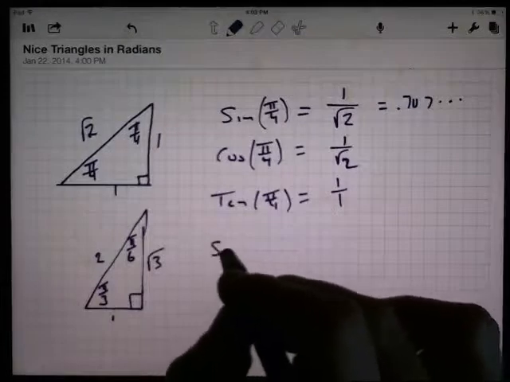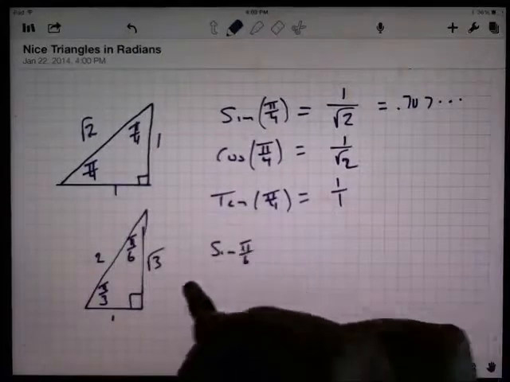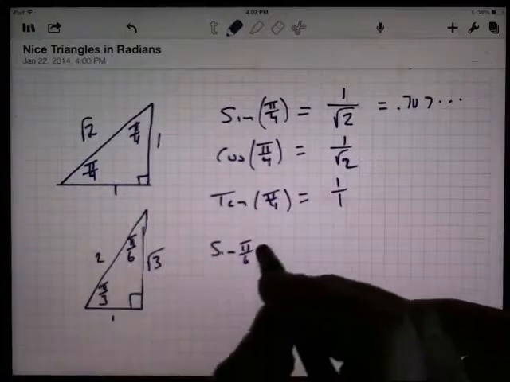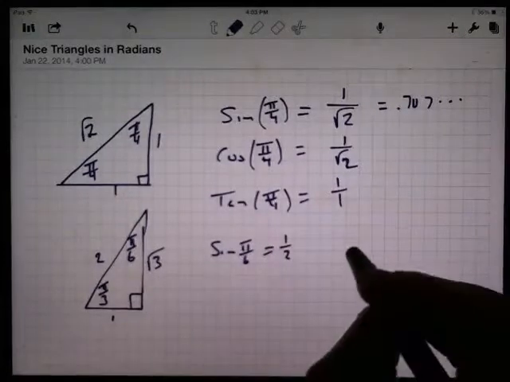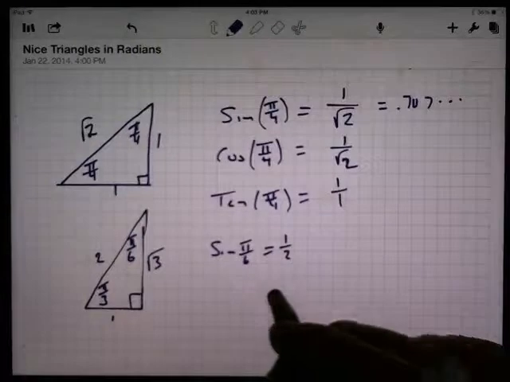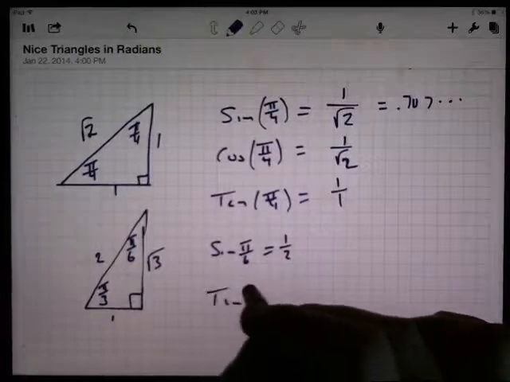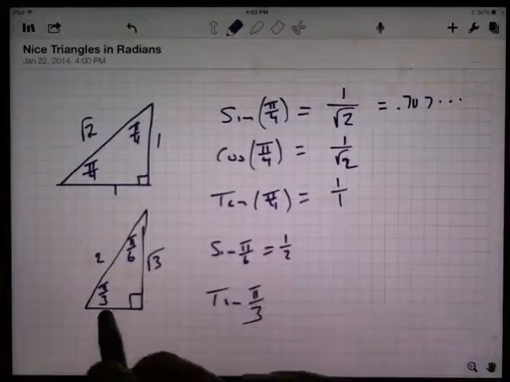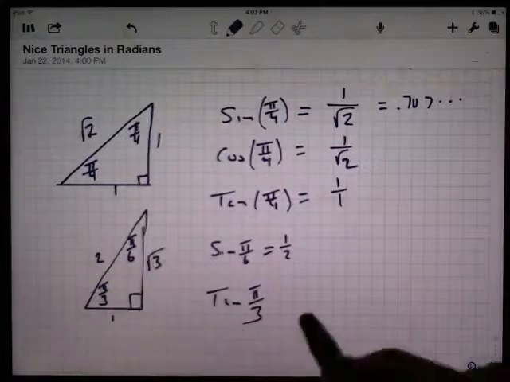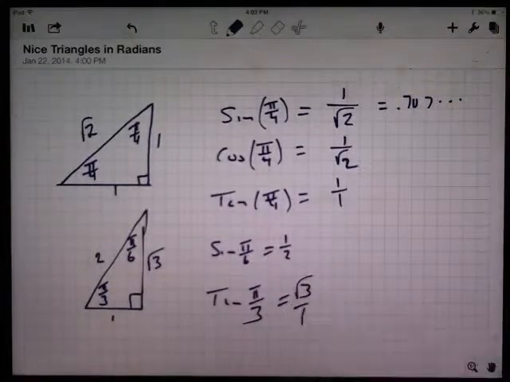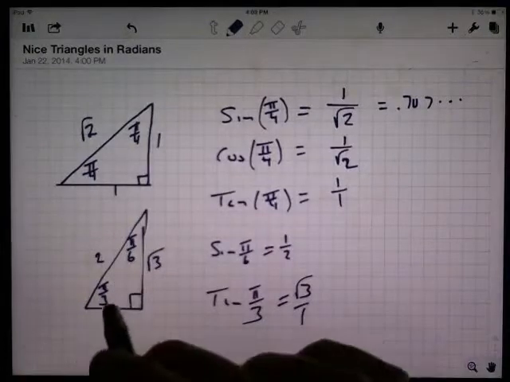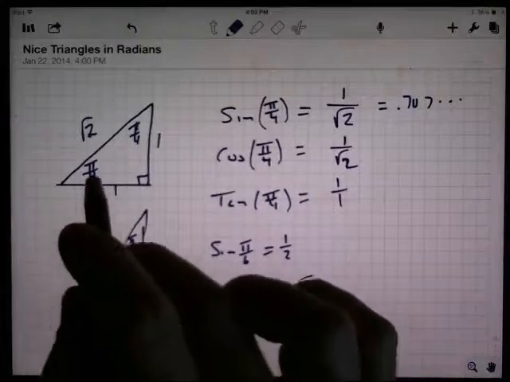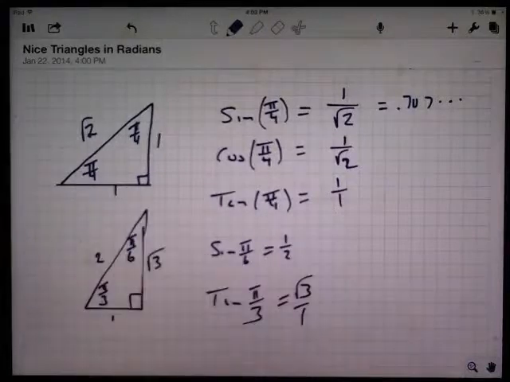So what's the sine of pi over 6? Sine of pi over 6 is opposite over hypotenuse. It would be a half. I'm just doing some random ones here. What's the tangent of pi over 3? Looking at this pi over 3, opposite over adjacent side, it's radical 3 over 1. You can look at that triangle and get all 6 trig functions of those two nice angles, pi over 3, pi over 6. And then up here you can use that triangle for pi over 4.